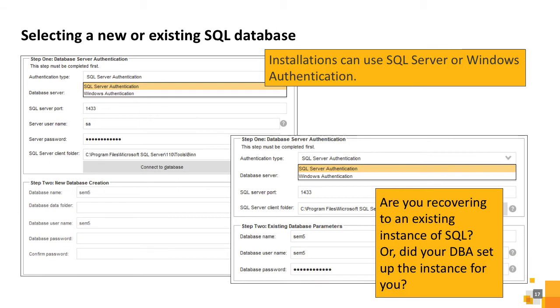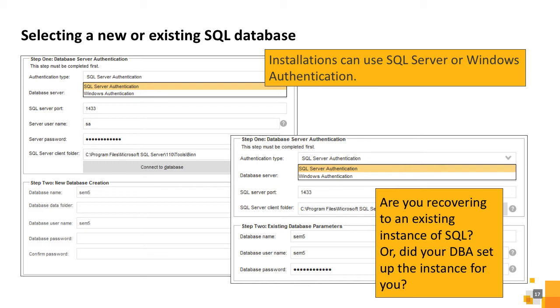Database Server Authentication Parameters. Authentication type can be SQL Server Authentication or Windows Authentication. Database Server is the name of the Microsoft SQL Server and the optional instance name. SQL Server port is the port that is configured on the SQL Server to send and receive traffic. This port number can be changed. Server username and server password for the SQL administrator. SQL Server client folder location will vary based upon the version of SQL used.